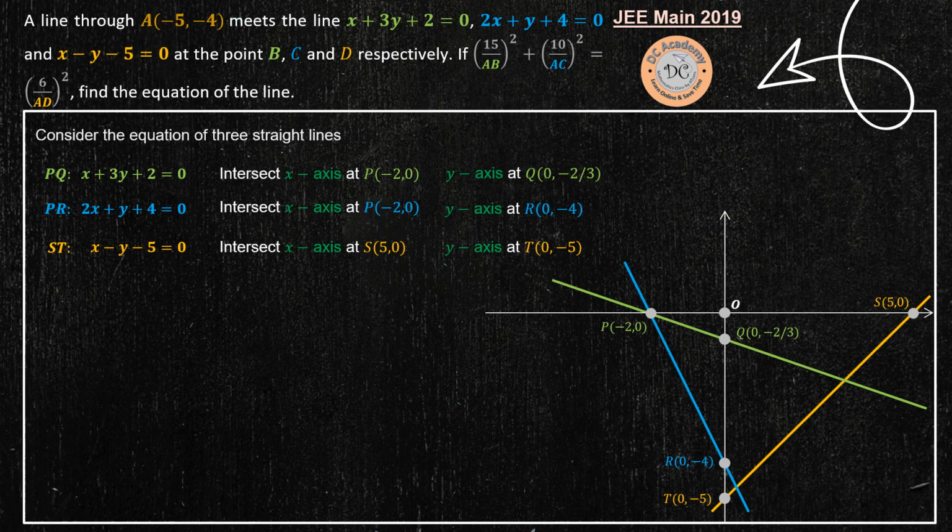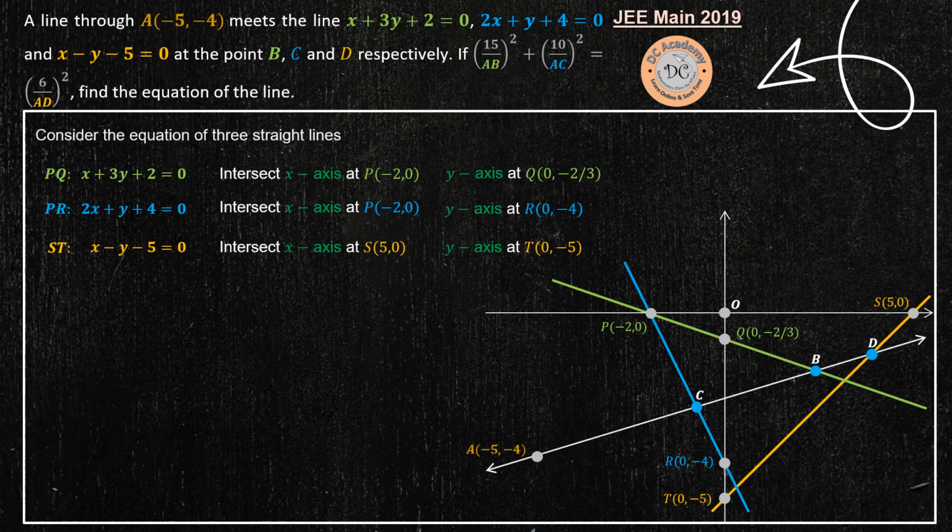Now see, we have a point A that is (-5, -4). So we consider that point. Draw any line that intersects PQ at some point B. It intersects PR at the point C and it intersects ST at the point D. Now our job is to find out the equation of this line.